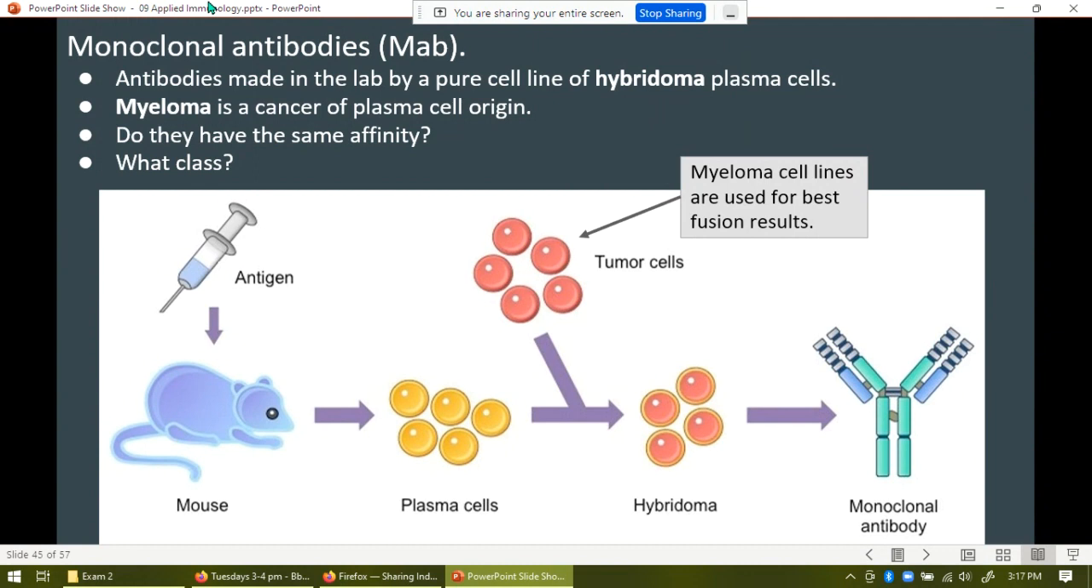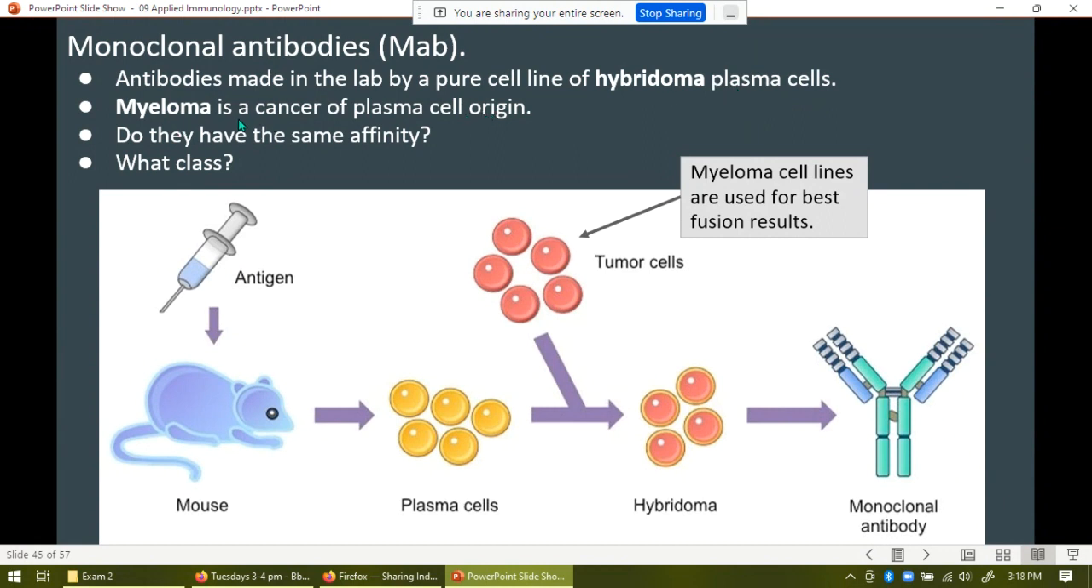There was just a new Alzheimer's treatment that was a monoclonal antibody produced within the last year, and that just got FDA approval. So these are still being developed to a very great extent. So monoclonal antibodies are basically antibodies of a single specificity and a single class made in the lab by a pure cell line, a genetically pure cell line of hybridoma plasma cells. So hybridoma, basically you take a myeloma cell and you fuse it physically with a plasma cell that is making antibody that you are interested in making a bunch of.